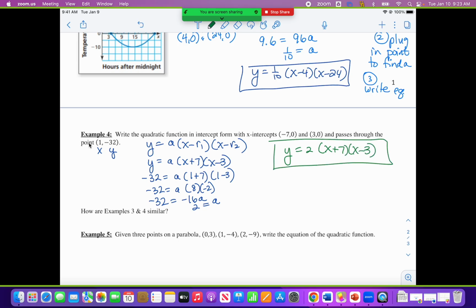Can you give me thumbs up? How'd we do? Got it? Awesome. All right, how were examples 3 and 4 similar? Yeah, Jake? Okay, they're in intercept form, but what are you given? You're given the x-intercepts and another point. Okay, you're given the x-intercepts and another point.